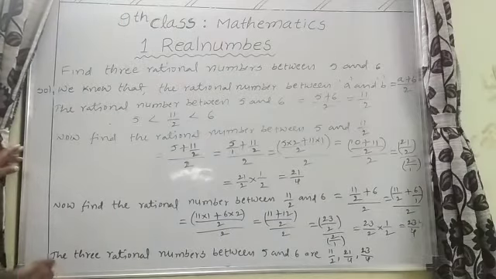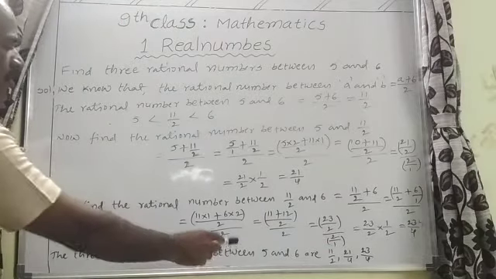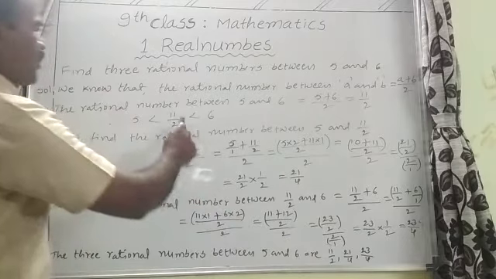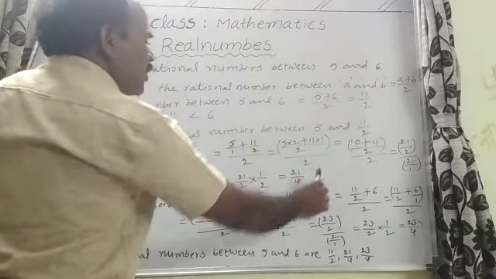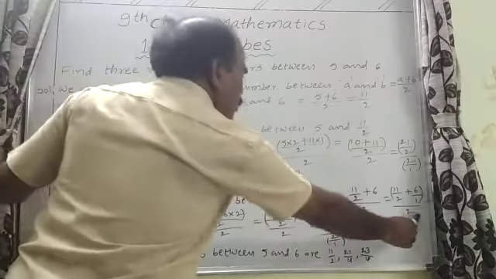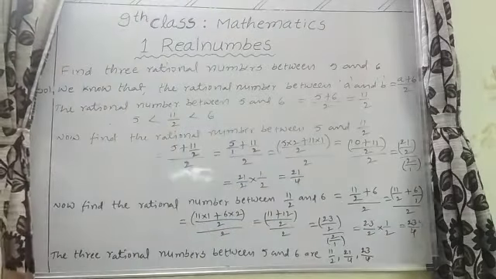Finally, we know that the three rational numbers between 5 and 6 are: the first rational number is 11 by 2, the second rational number is 21 by 4, and the third rational number is 23 by 4.